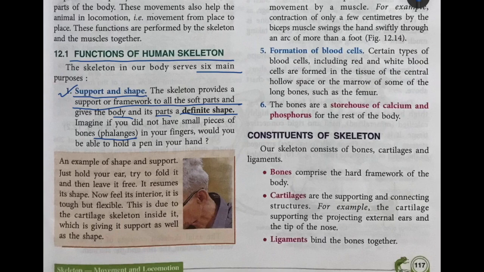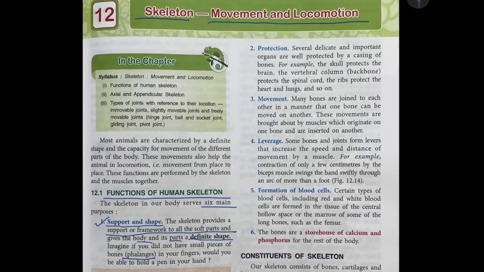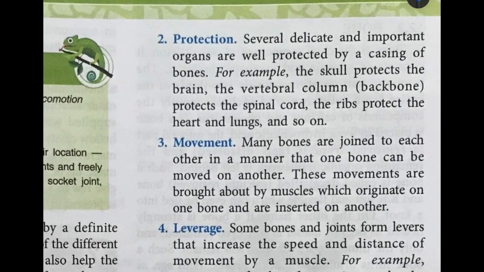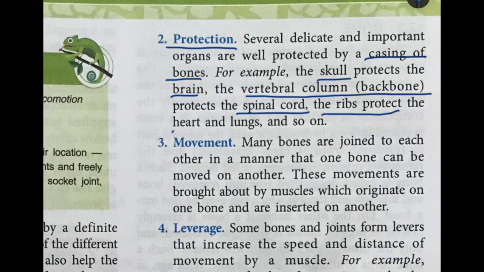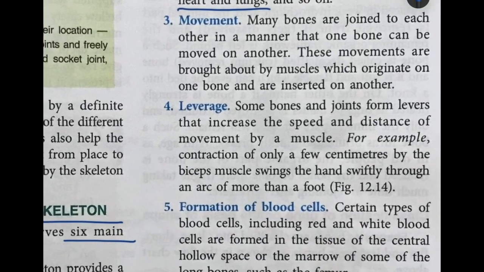So what is inside your ear? You have the cartilage skeleton, which gives support to the ears as well as gives shape to the ears. Next function of the skeleton is protection. There are so many delicate and important organs inside our body which are protected by the casing of bones. Examples: the skull protects the brain. The vertebral column or the backbone protects the spinal cord which runs through it. The ribs, what is inside the ribs? The heart and the lungs. Similarly, different organs are protected by the skeleton.